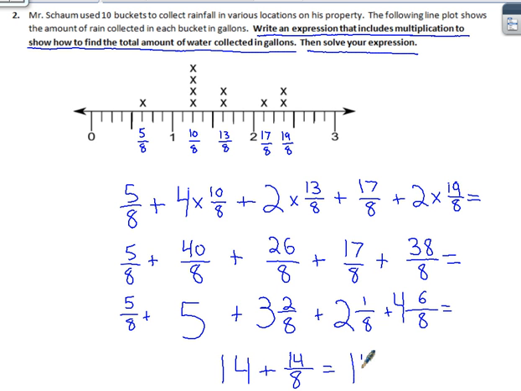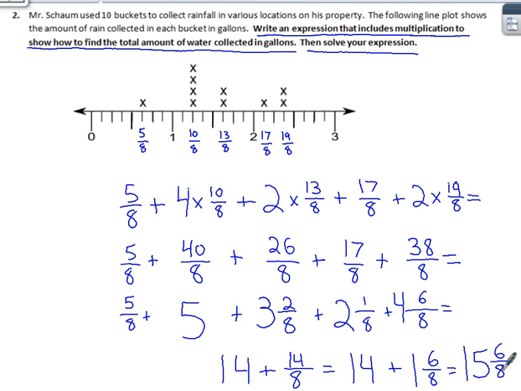Well, I have 14 wholes so far. How many 8s go into 14? That would be 8 to get to 14. 8, 9, 10, 11, 12, 13, 14. 6 8s. If I add those together, 14 plus 1 more gives me 15, and 6 8s. So how much water did he collect? He collected 15 and 6/8 gallons.